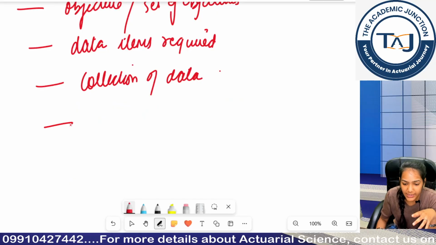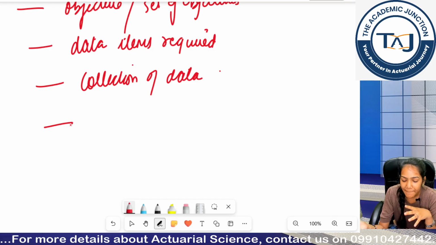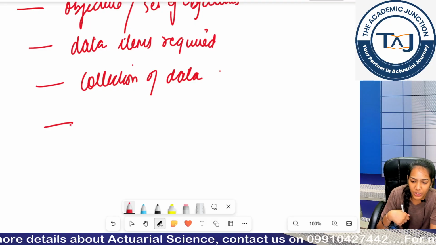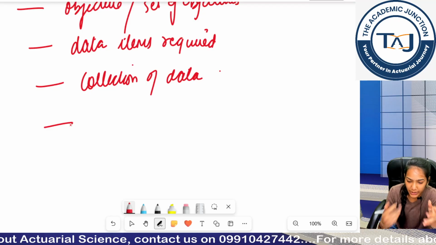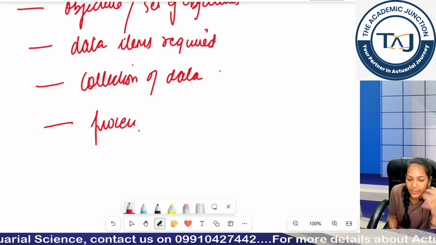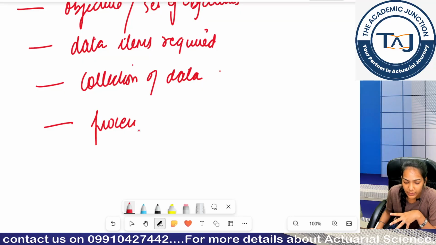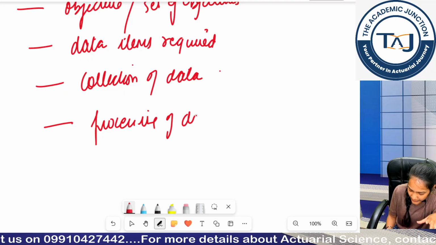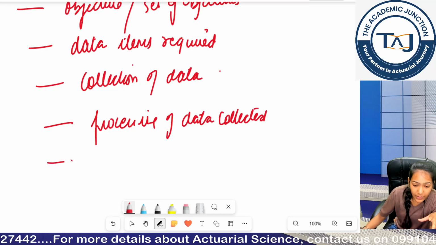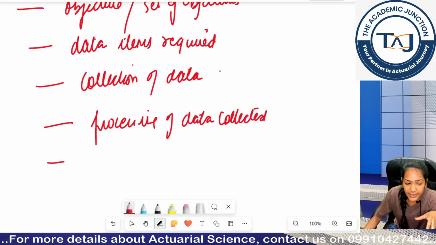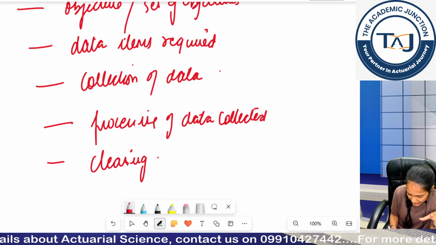Once I receive this data, it may be in various formats. For example, from college A I get the data in CSV format, from college B in Excel format, from college C in PDF format. So I need to process this data into a required format. If I am working in Python, I need to extract this data into Python. So, processing of data collected. Clear?